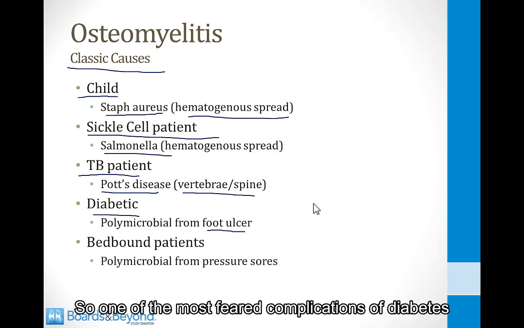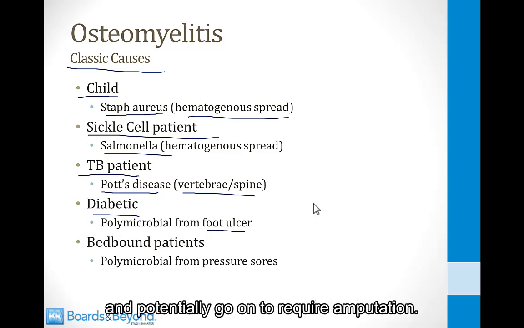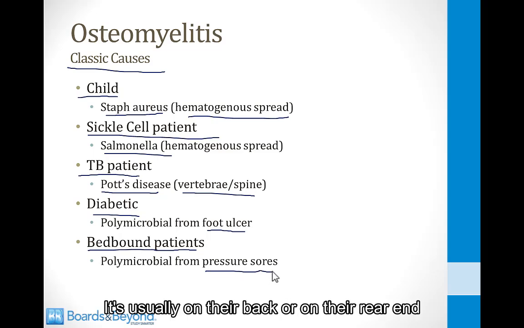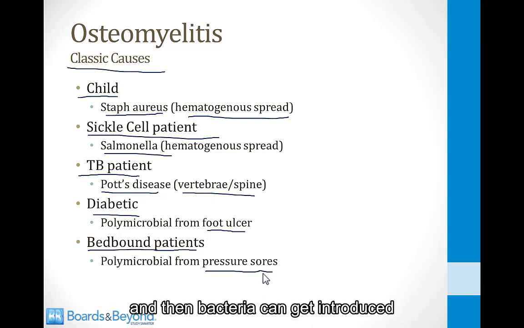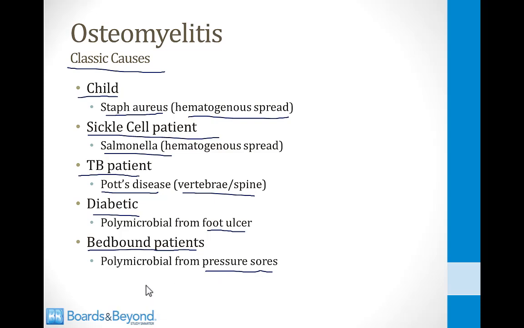So one of the most feared complications of diabetes is to get osteomyelitis in the foot and potentially go on to require amputation. And then, as I mentioned in the last slide, patients who are bedbound often get pressure sores. It's usually on their back or on their rear end, and they get breakdown in the skin, and then bacteria can get introduced into the soft tissue and ultimately into the bones.